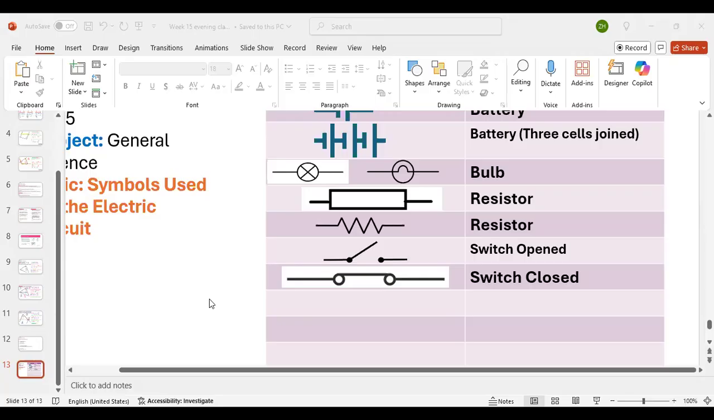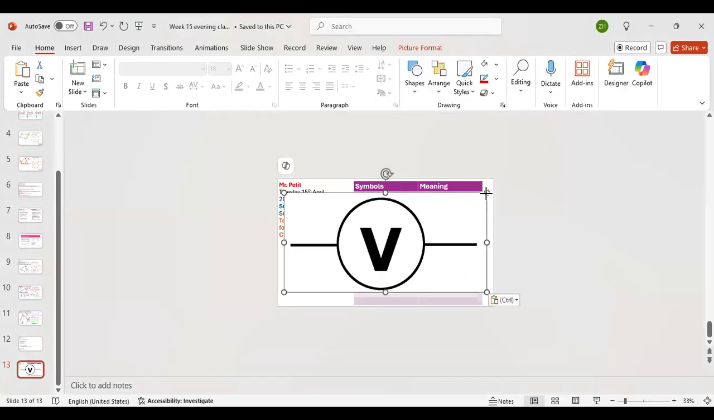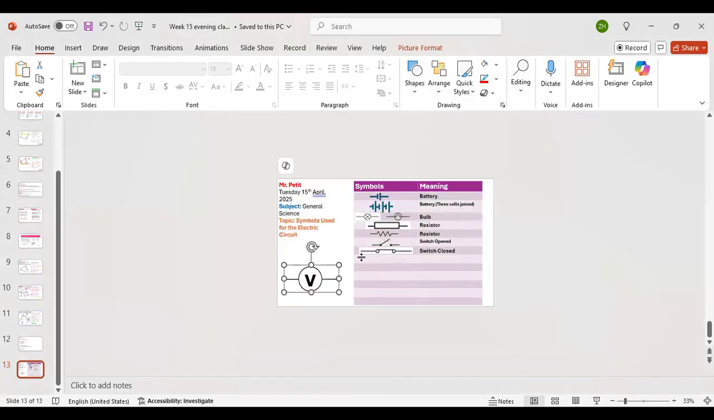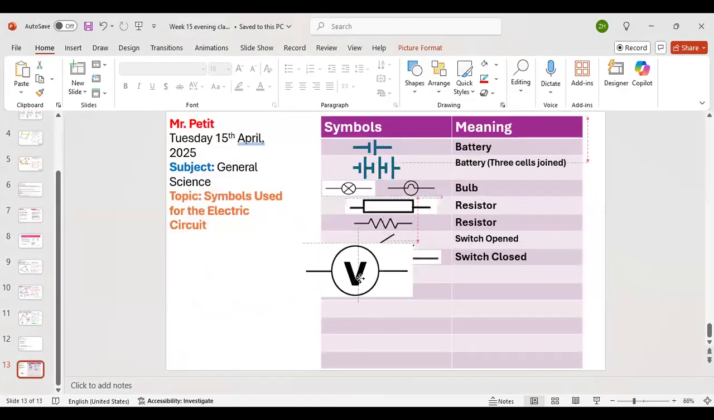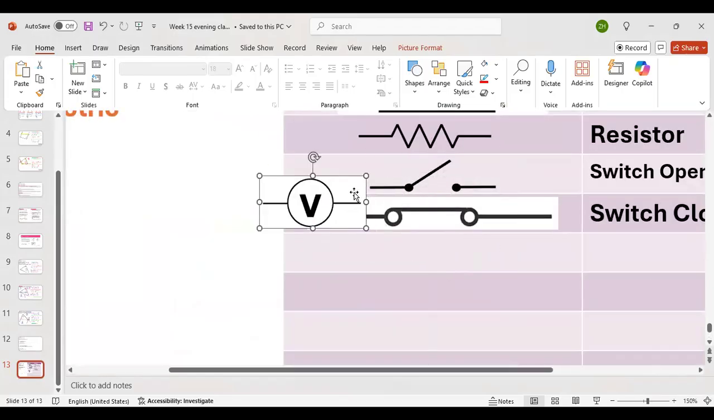I ain't gonna lie. All right, the next one we have is the voltmeter, which is there to measure the voltage passing through a circuit. All right, this is the voltmeter.